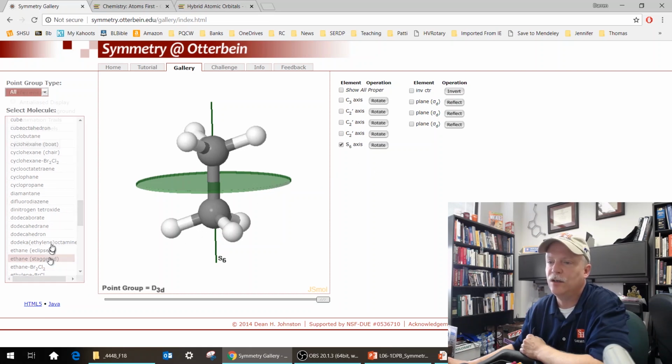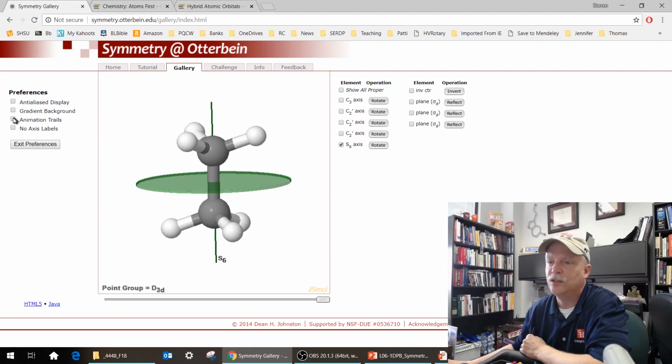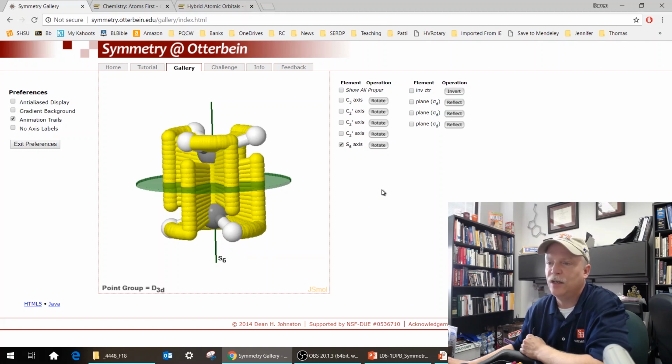So I'm going to go ahead and turn on those animation trails, so you can really see how those hydrogens are connected to each other with this axis, with this operation. So you go 1/6 of a turn and then you reflect through. This hydrogen goes 1/6 of a turn and reflects down to the bottom. This bottom one went 1/6 of the way and reflected up to the top. The carbons rotated 1/6 of a turn, even though you can't tell, and then reflected into each other.